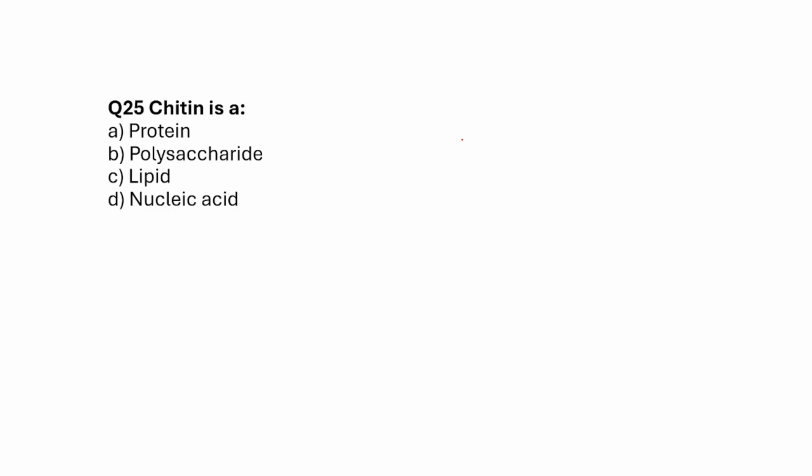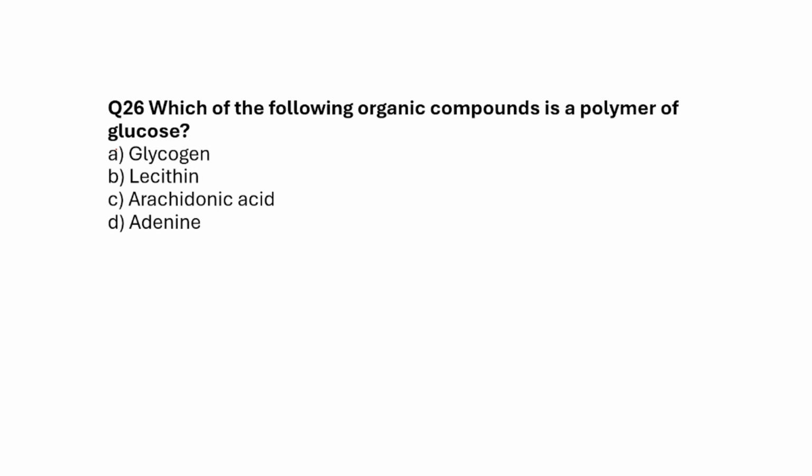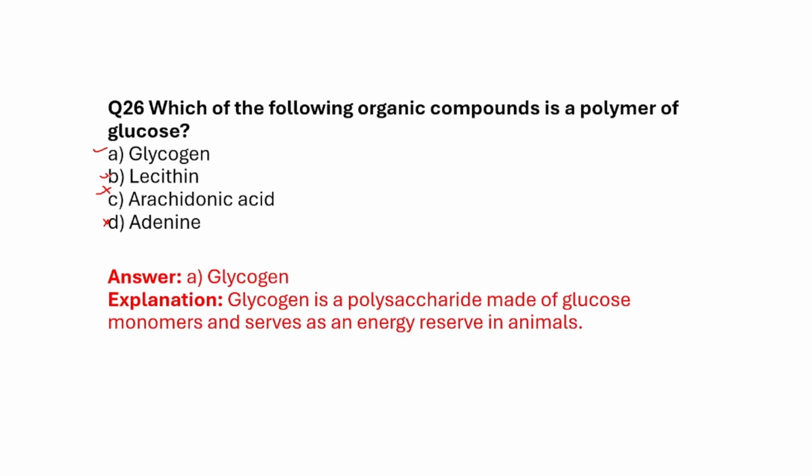Chitin is a protein, polysaccharide, lipid, or nucleic acid? So of course it is a polysaccharide. Which of the following organic compounds is a polymer of glucose? Okay, glycogen, lecithin, arachidonic acid, adenine. Glycogen is a polymer of glucose. Lecithin is a phospholipid. Arachidonic acid is a fatty acid, and adenine is a nitrogen base. Okay, so the answer is glycogen.